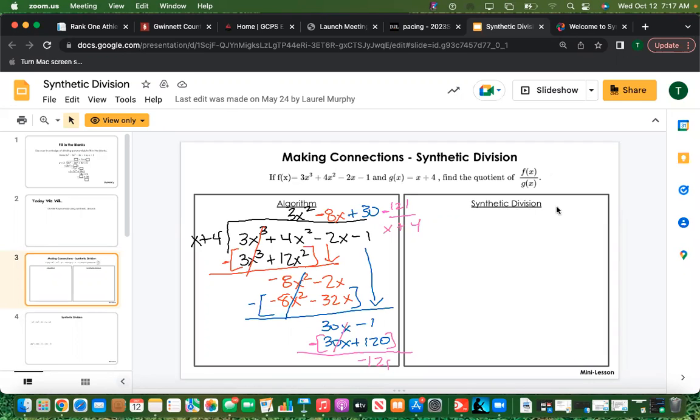But with synthetic division, what you're going to do is change the sign of whatever you're dividing by. So this will be -4. And we're going to put that in a box. We're just putting it off to the side. Let me draw a better box. We're going to list out all the coefficients of the other polynomial that we're dealing with. So we're going to have 3, 4, say again.